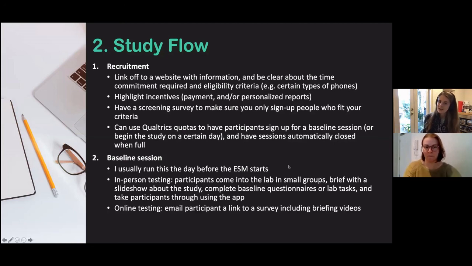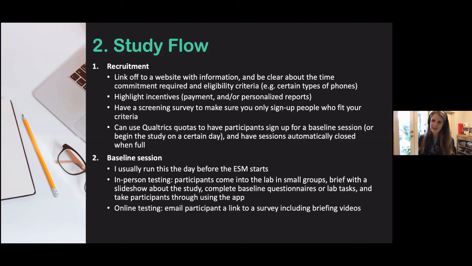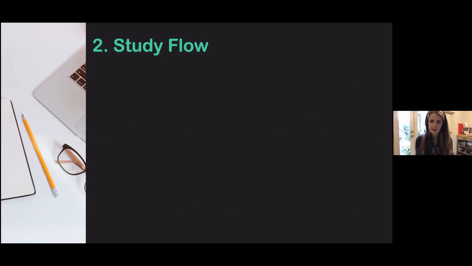Online, we email participants a link to this baseline survey that includes the briefing videos, which I included some examples, or will include some examples of in a future slide. So we're trying here to recreate the experience of them getting some information from us, but it's not exactly the same as in person. So after they've done our baseline, the next day, they usually start ESM.